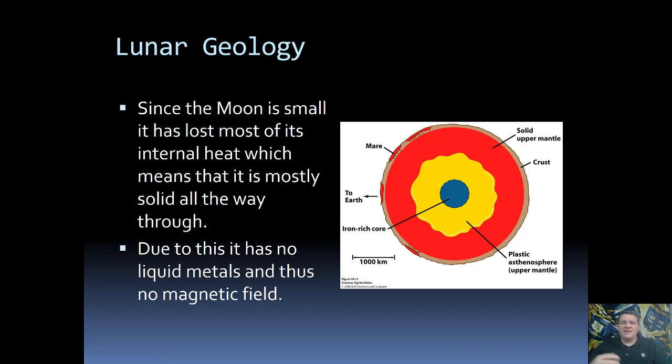Because the moon is small, it has lost most of its internal heat. Because it doesn't have the internal heat, that means that it does not have the energy required to drive geologic systems, and it has cooled off so that it is pretty well solid all the way through. Because it is solid all the way through, there are no liquid metals on the inside, and therefore no magnetic field.